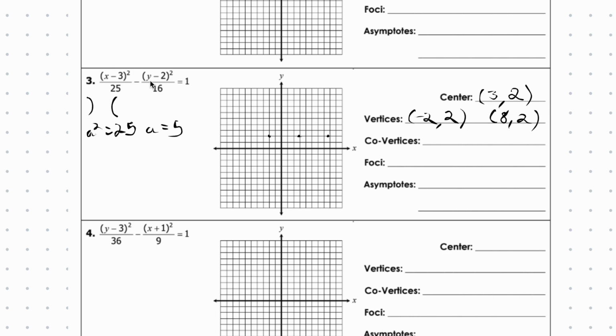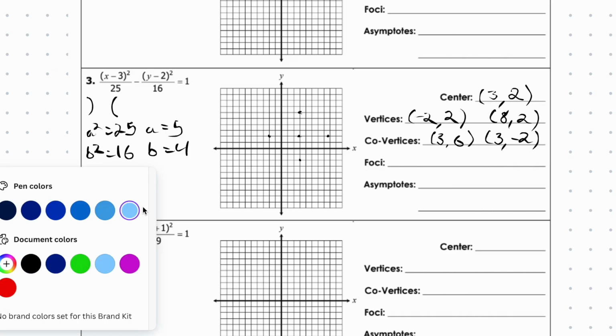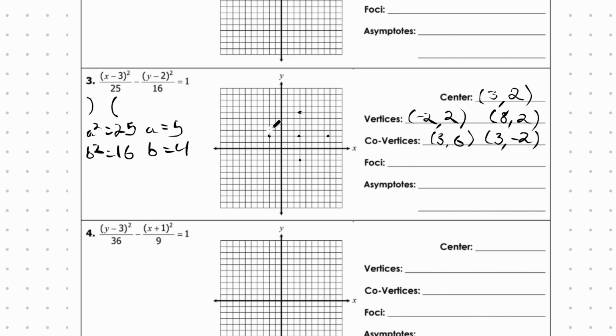And now for our co-vertices, our b squared value is equal to 16. So that means b equals 4, and we're going to be going up and down 4 units. So this is our co-vertex. Going up 4 gives us 3, 6, and down 4 gives us 3, negative 2. So now I'm going to create our little box so that we can create our asymptotes.